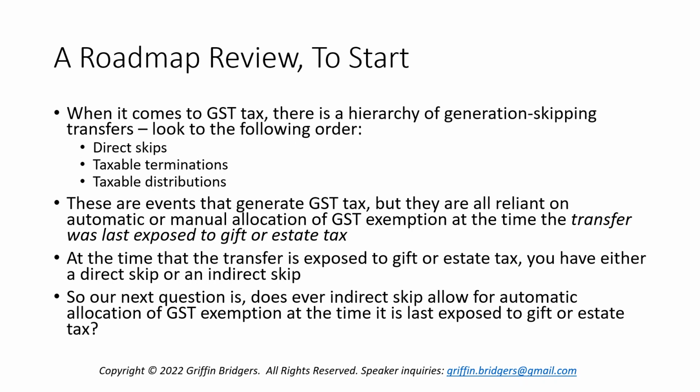When it comes to the GST tax, there's a certain hierarchy we have to follow of generation skipping transfers, because the definition of various transfers we've looked at can cross over into multiple categories. So you really have to look to the following order to see if a transfer in particular fits any of these definitions. If it crosses categories, then first you treat it as a direct skip if it meets that definition. Next, if it doesn't meet the definition of a direct skip, but it could meet the definition of both a taxable termination and a taxable distribution, you have to treat it as a taxable termination.